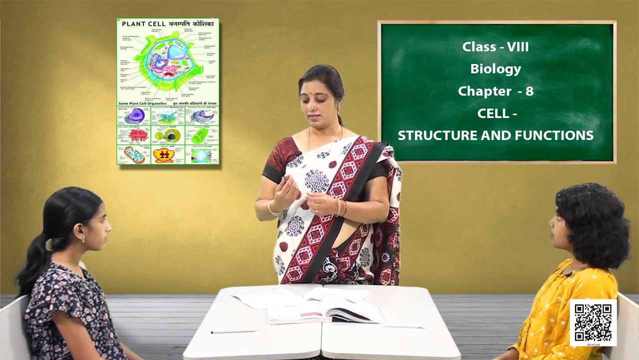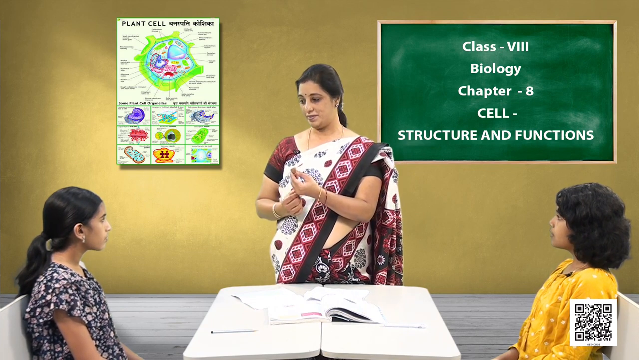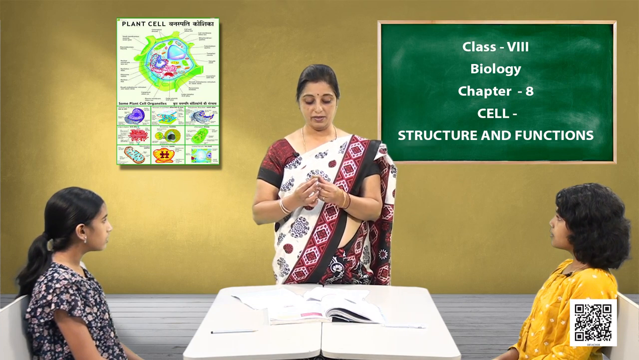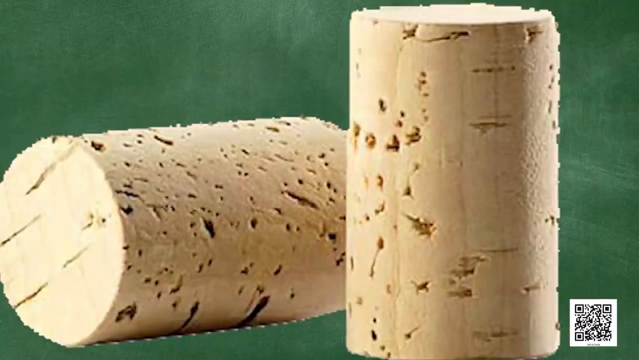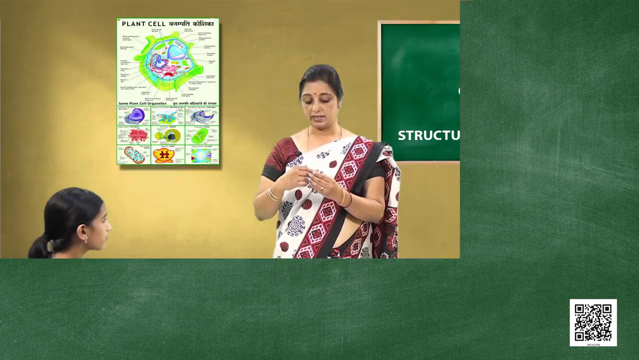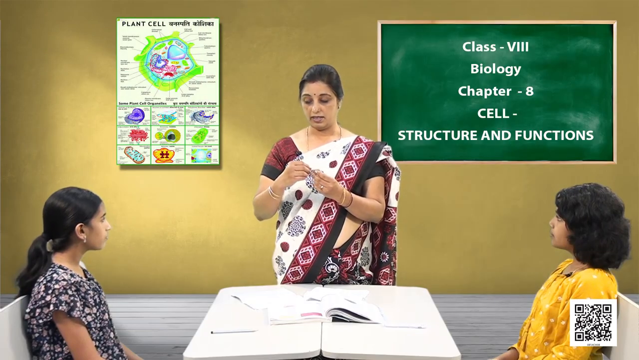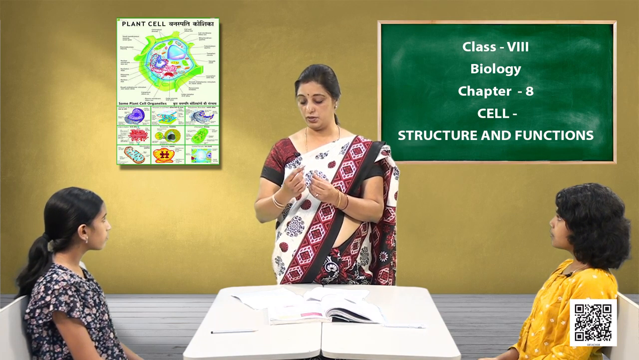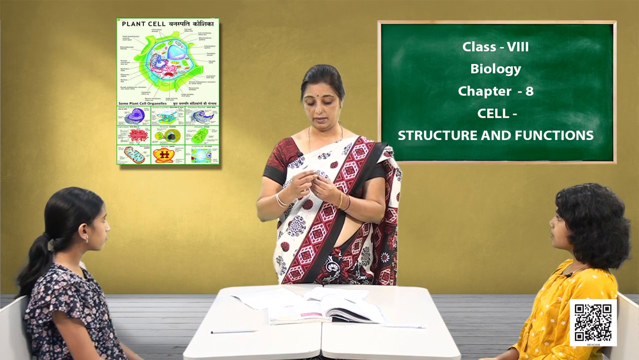Can you see this and can you guess what it is? Ma'am, it looks like a wood. Yes, it looks like a wood. This is a cork made up from the bark of a tree. You know what is a bark. So when the tree gets older, the bark gets peeled off. So this is made from that bark. Okay, this is a cork actually. They use it to plug the bottles or any container.